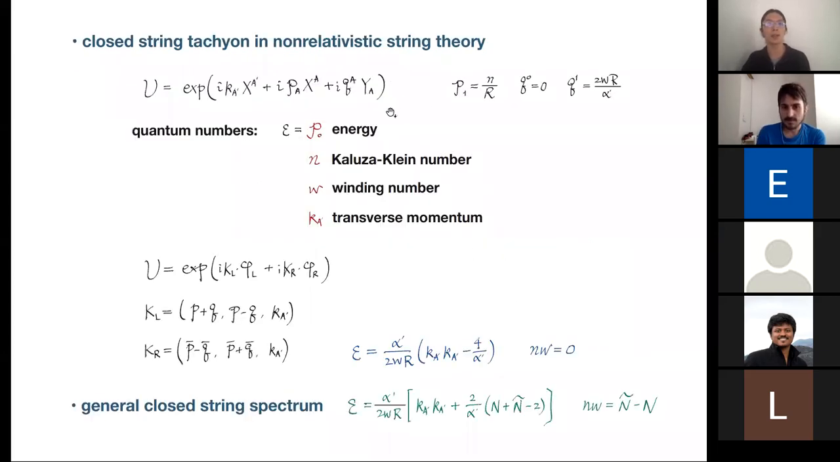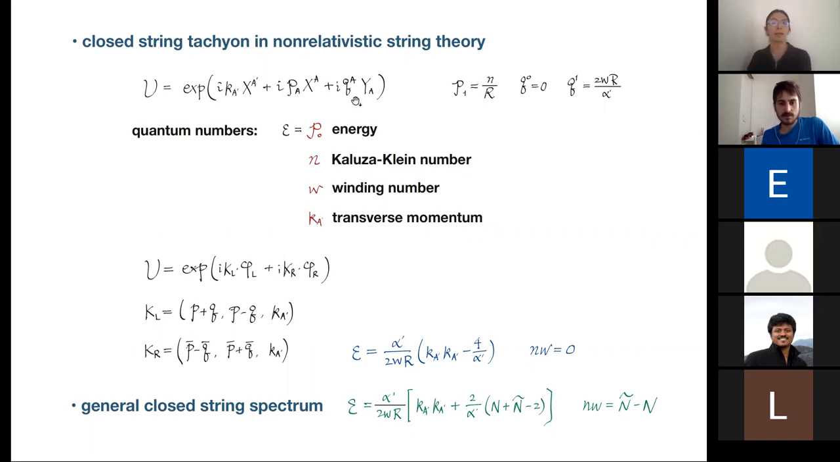We can apply the same idea to non-relativistic string theory. So just introduce this plane wave looking guy. And in addition, we have a T-dual coordinate YA, and the coefficient in front of it encodes the winding number. So this vertex operator represents the closed string tachyon in relativistic string theory with the list of quantum numbers here.